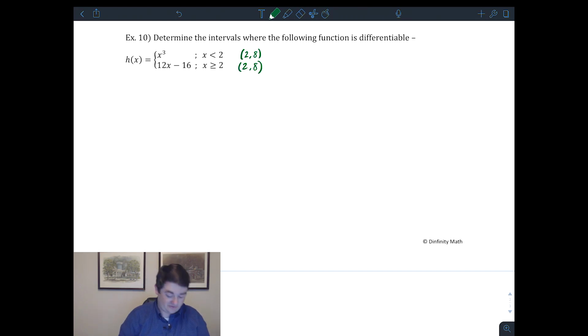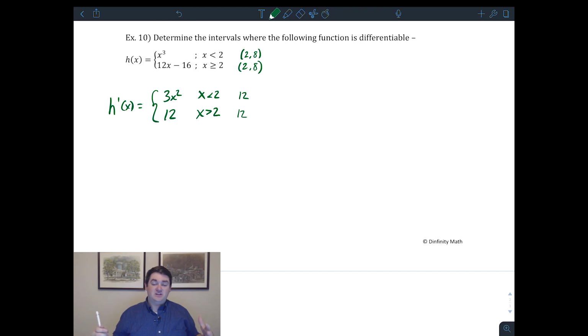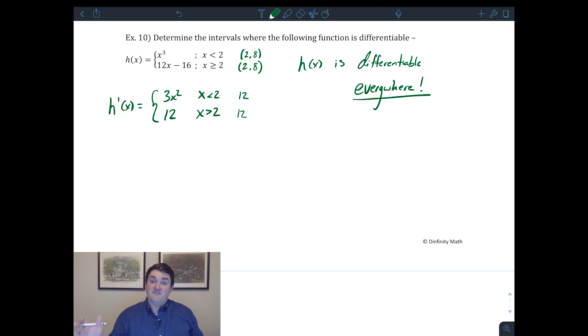And so I need the derivative. h prime of x is going to be 3x squared for x values less than 2, and 12 for x values greater than 2. And now I want to know what is happening at 2. When I plug 2 into the top equation, 3 times 4 is 12. When I plug 2 into the bottom equation, nowhere to plug in, so I get 12. So not only is this graph continuous, but the slopes are matching up at the point where it comes together. Both are 12. So this function h of x is differentiable everywhere.